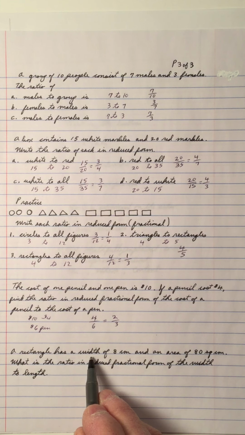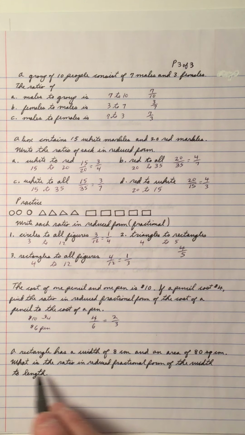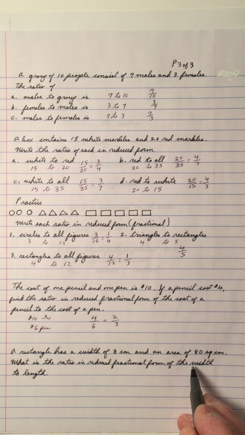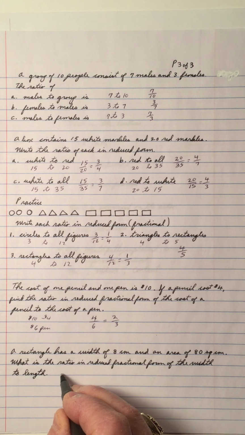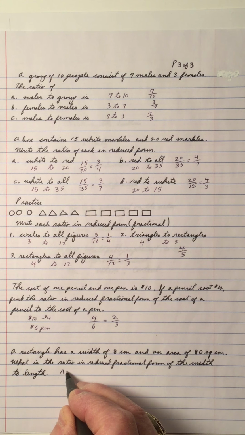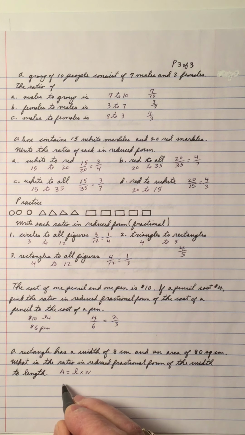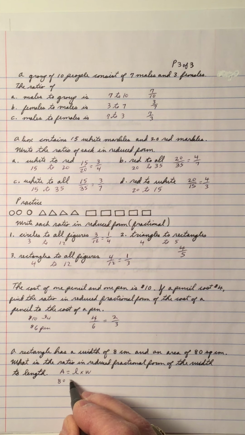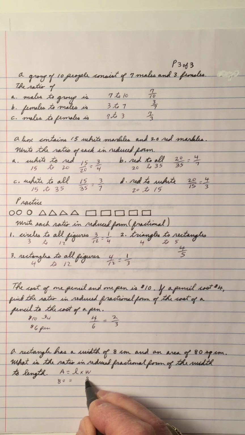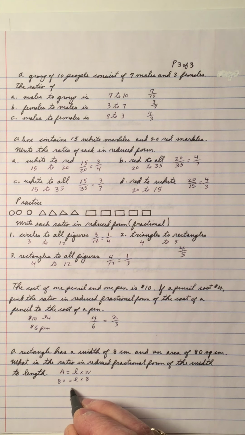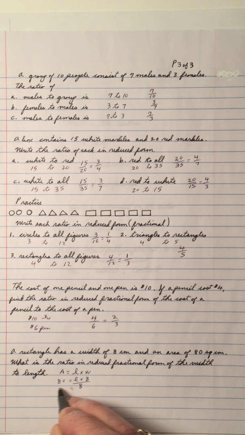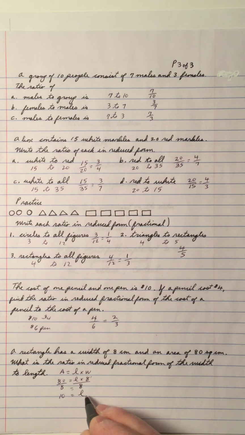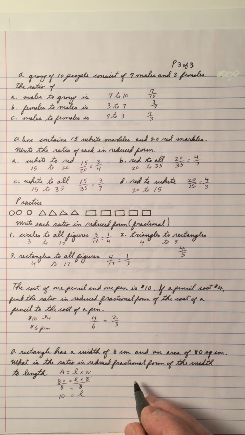A rectangle has a width of 8 and an area of 80. What is the ratio in reduced fractional form of the width to the length? So we know, or should know, that the area of a rectangle is length times width. So if the area is 80 and the width is 8, that gives you 80 equals the length times the width. So if you divide by 8 on each side, you will get 10. They cancel out and you'll get L. So the length becomes 10.